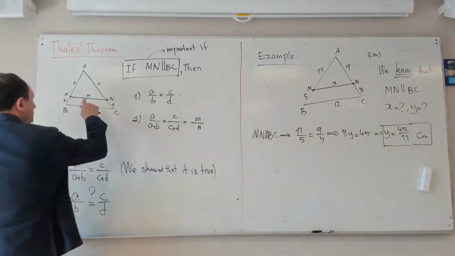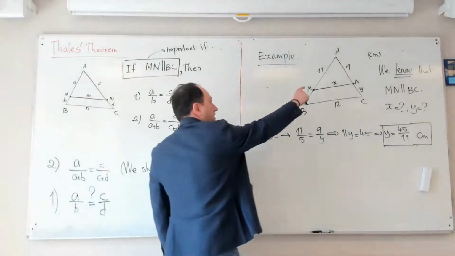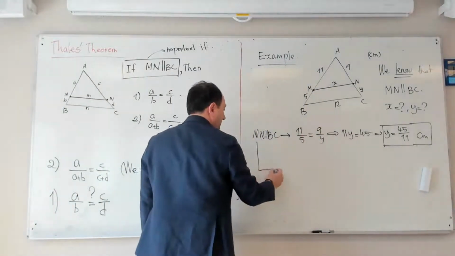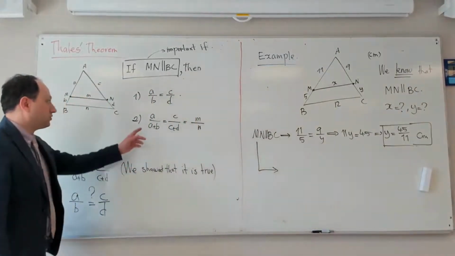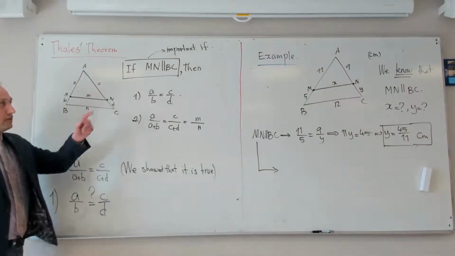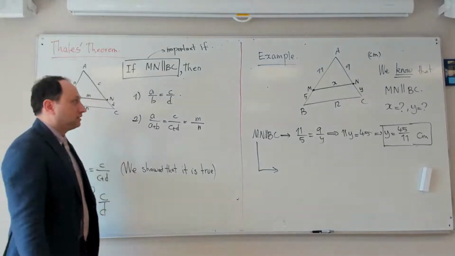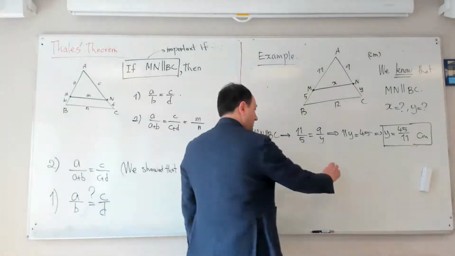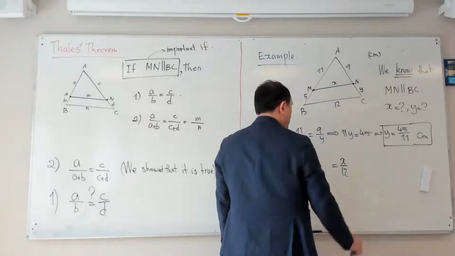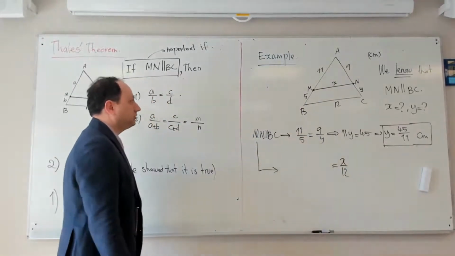So now what should I write? I go back to this. Okay, can you help me to write something? I want to make sure that you understand. What should I write if I want to find x? x divided by 12. Let me put x divided by 12 at the end. Yeah, exactly. Okay, and then what do you write?